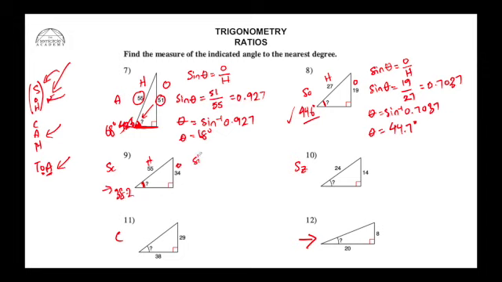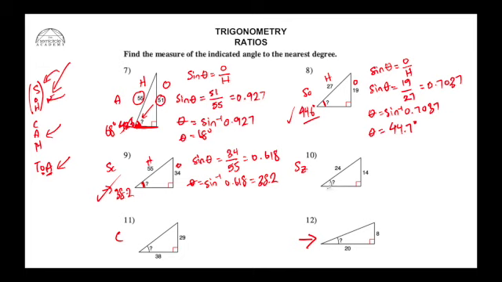So we have here the sine of theta is equal to opposite, which is 34, over the hypotenuse, which is 55. 34 divided by 55 is equal to 0.618, right? So therefore theta is the sine inverse of 0.618, which is 38.2 degrees. Good job.